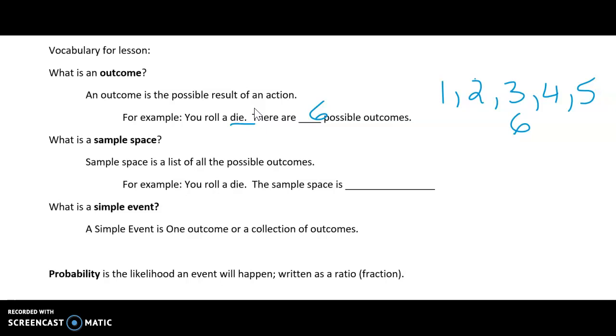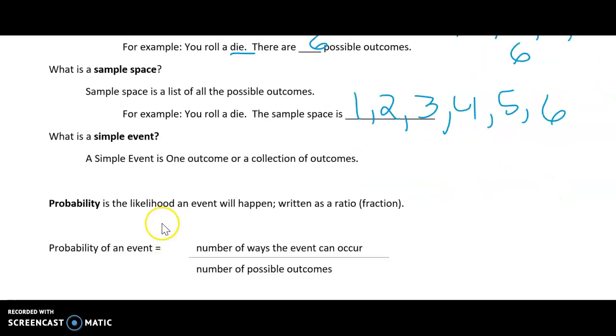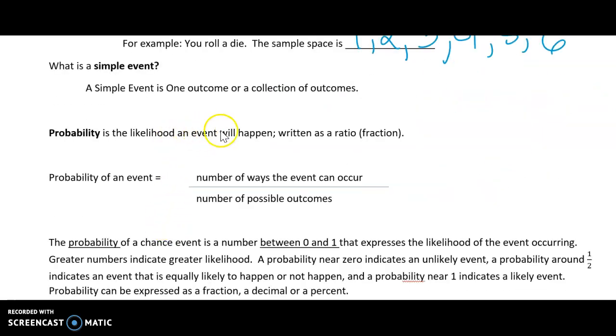What is a sample space? A sample space is a list of all of the possible outcomes. You roll a die. Your sample space is all the possible outcomes. A simple event is one outcome or a collection of outcomes. Probability is the likelihood an event will happen, written as a ratio, fraction, decimal, or percent.